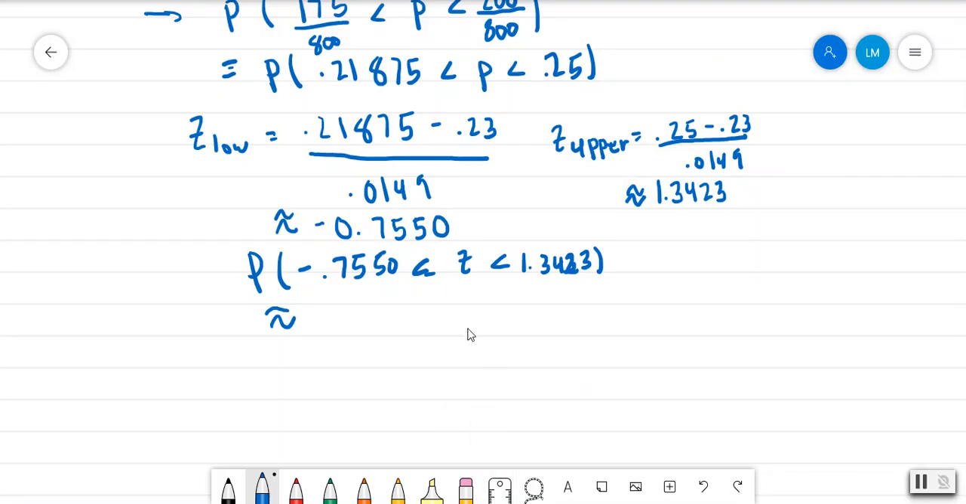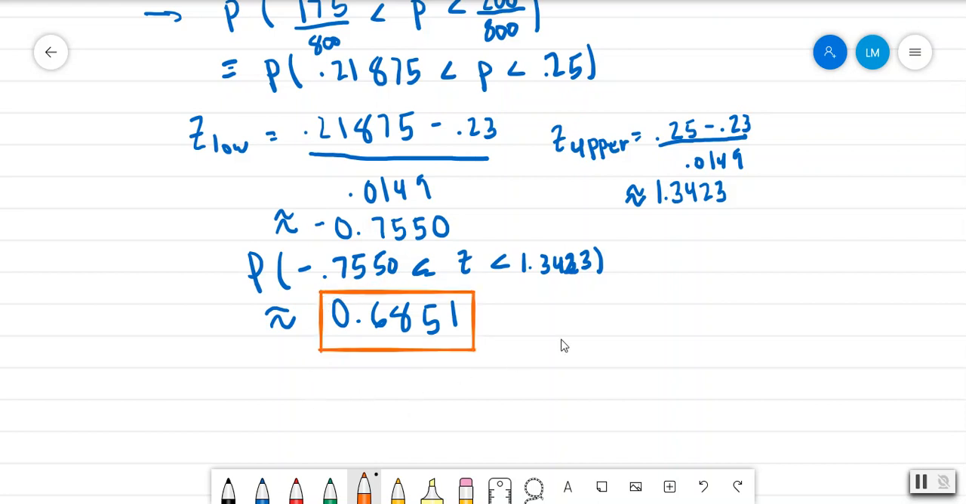Okay, so it could be that there's some rounding error because I rounded, not the p hats, but the z-scores is probably where it happened. So I'm getting 0.6851, and that's going to be the answer.